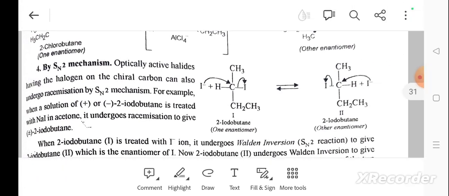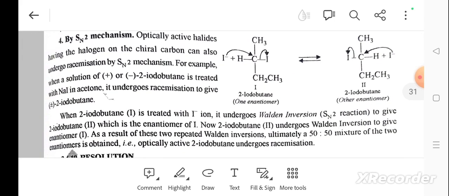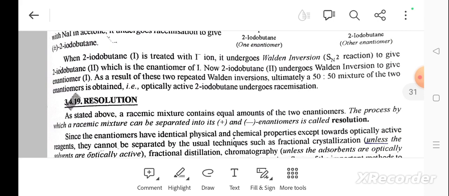The fourth is the SN2 mechanism. Optically active halides having the halogen on the chiral carbon also undergo racemization by the SN2 mechanism. For example, when (+)-2-iodobutane is treated with NaI in acetone, it undergoes racemization to give (+/-)-2-iodobutane. When 2-iodobutane is treated with iodide ion, it undergoes Walden inversion to give 2-iodobutane, which is the enantiomer of the first. Now the iodide exchange proceeds by the Walden process.